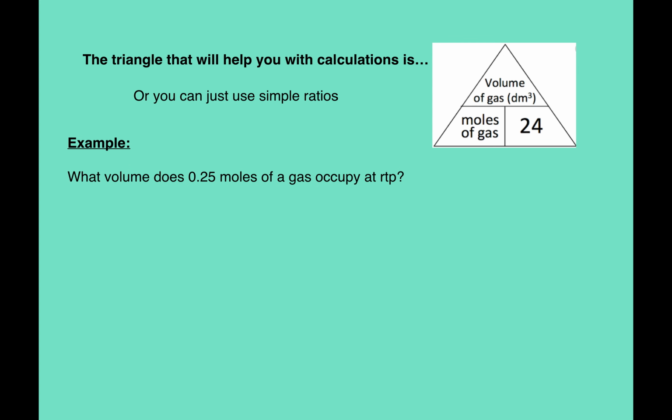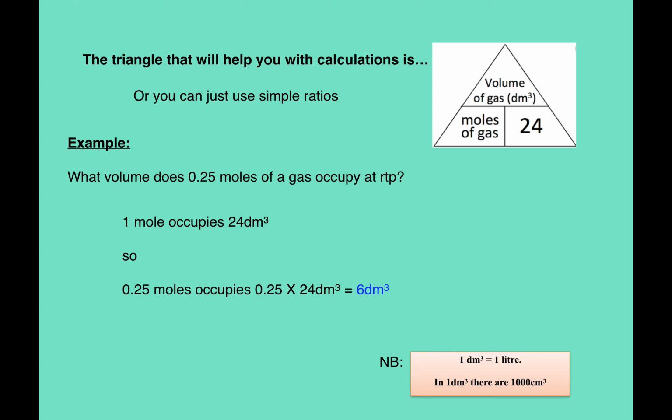What volume does 0.25 moles of any gas occupy at RTP? 1 mole occupies 24 decimeter cubed. So 0.25 moles would occupy 0.25 times 24 decimeter cubed, which equals 6 decimeter cubed. Now, just to note what we mentioned before, 1 decimeter cubed is 1 litre. A decimeter cubed is one of those strange units that chemists use to wind up the physicists. And in 1 decimeter cubed, there are 1,000 centimeter cubed.